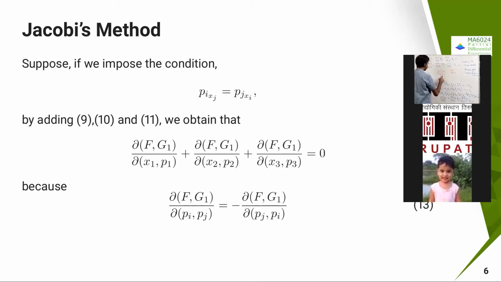The relation between these two is that they differ by a minus sign, because you are just interchanging the rows. If you interchange the rows, automatically a minus sign comes, which is a property of the determinant. Therefore, in general, if I put pi comma pj, this becomes pj comma pi. Since we made the assumption p2 x1 equal to p1 x2, these two differ by a minus sign. Therefore, if I add them, these two get cancelled.